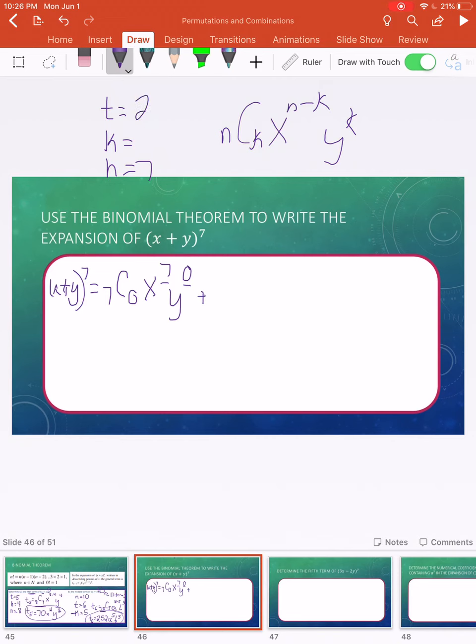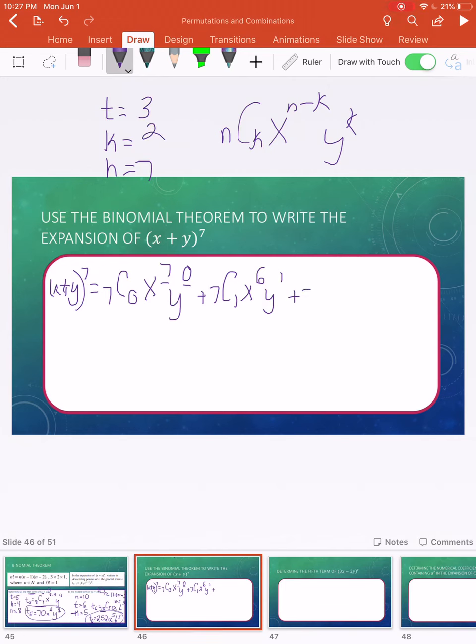So my t value is 2 and my k value is 1. So now I have 7 choose 1, x to the power of 7 minus 1 is 6, y to the power of 1. Now I'll do my next term. So I'm doing term 3.